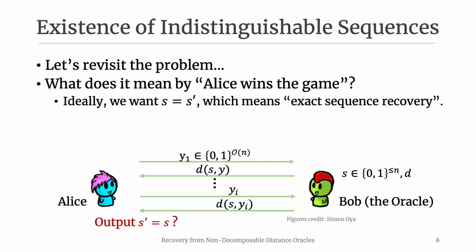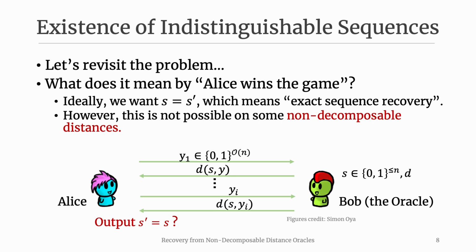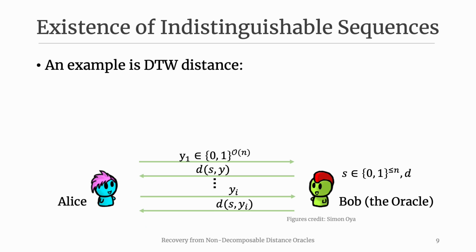Ideally, we would like Alice to output S prime equals S, which means the exact recovery of the input sequence S. But this is not always possible, especially for some non-decomposable distances. And DDW gives a perfect example showing this.